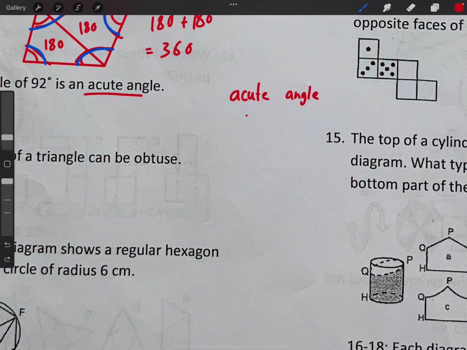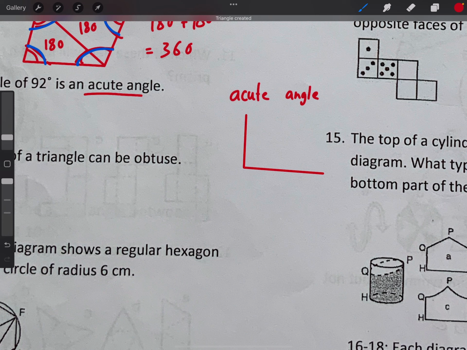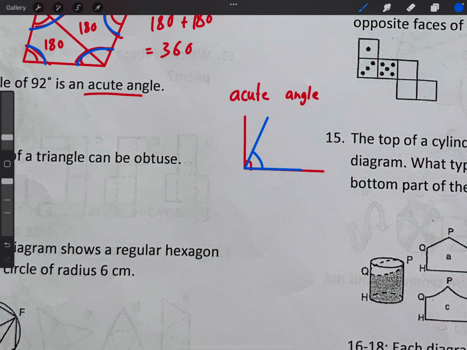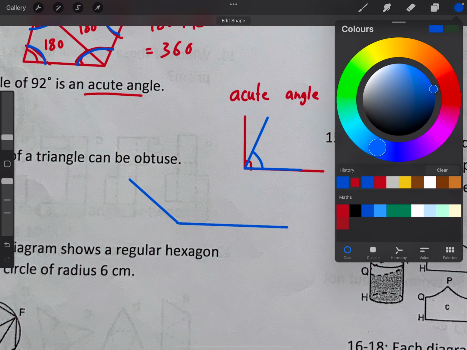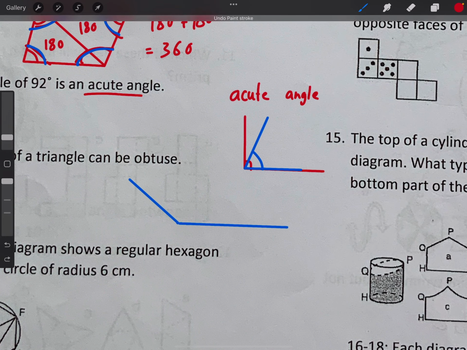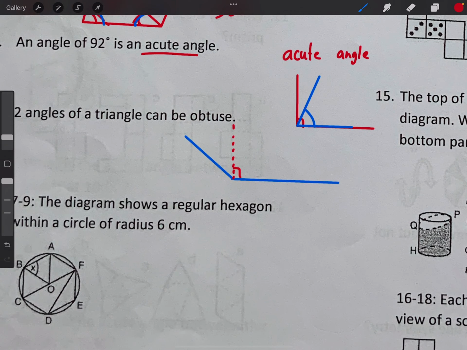Imagine this is 90 degrees. An acute angle will be something like this, anything less than 90 degrees. An obtuse angle is anything that's more than 90 degrees, so something like this. This is your 90 degrees, then that angle there is an obtuse angle.